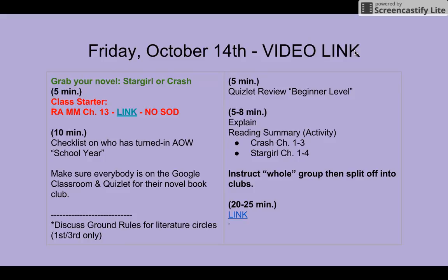Began the hour, students grabbed their Stargirl or Crash novel. Today was a book club day. So about half of the hour we spent with our novels, but the first half of the hour we had a class starter. We just listened to chapter 13.